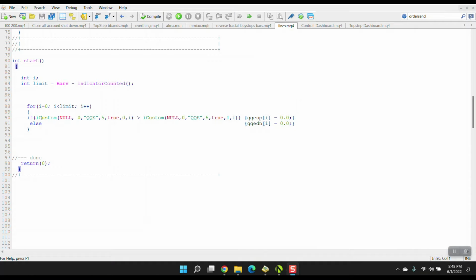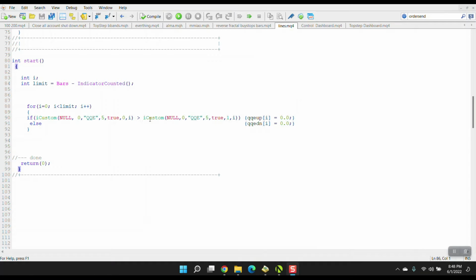And this right here is just the iCustom for that. I mean, it's standard, easy to see, easy to read, easy to memorize. iCustom null. Null, I could just as easily put symbol there. 0 is the time frame of the chart, in other words, whatever time frame it is. QQE is the name of the indicator. 5 is the periods. True is for an alert. 0 is the buffer. I has to do with this.